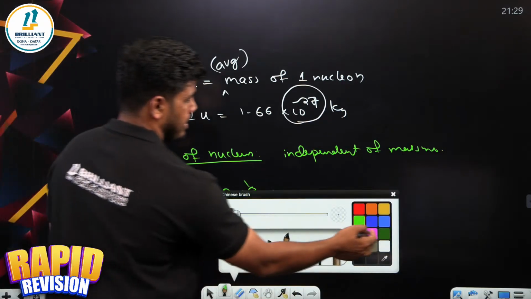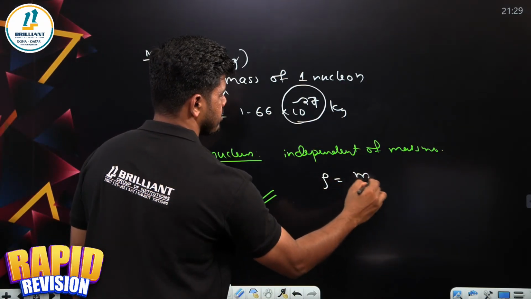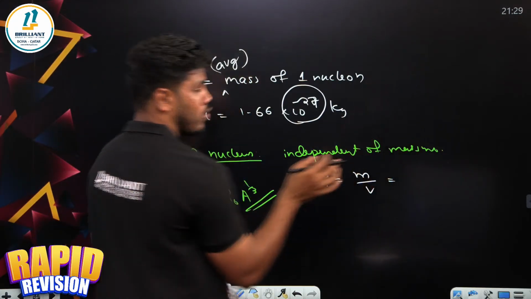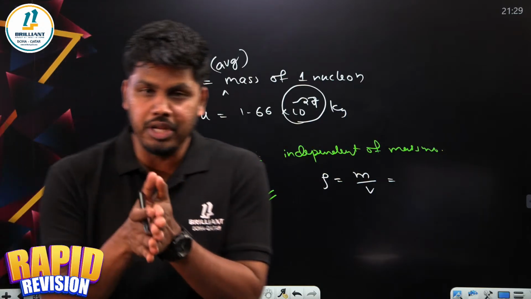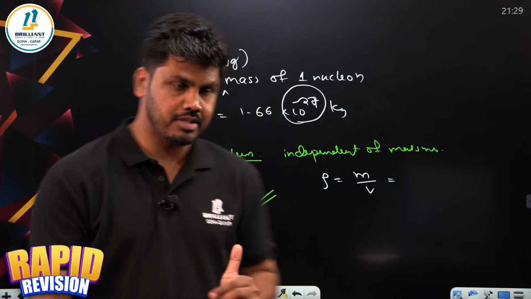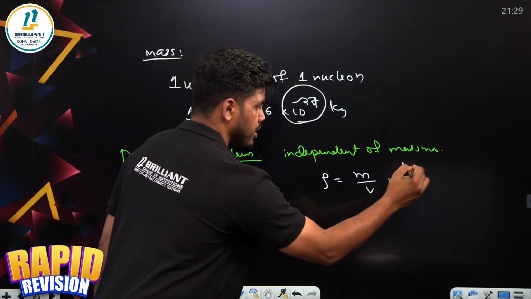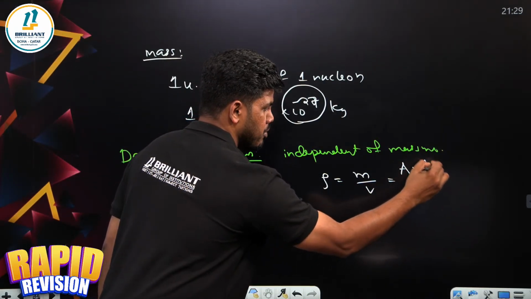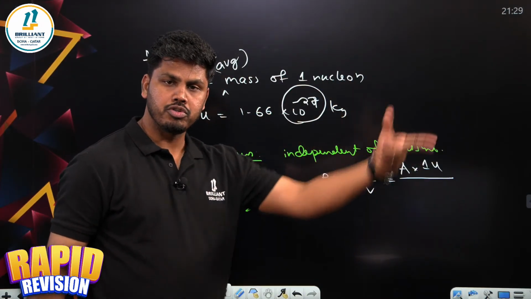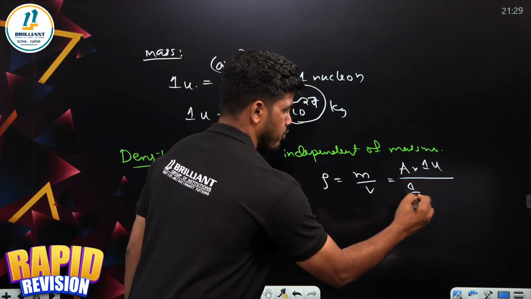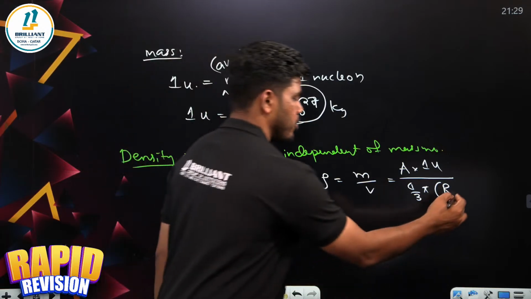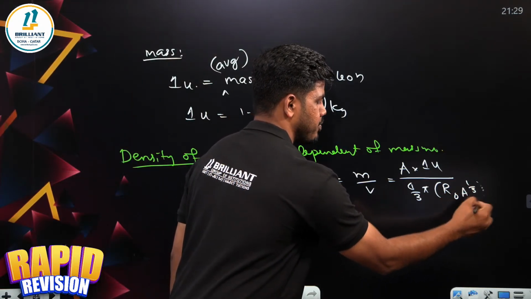We can say density is going to be mass divided by volume. What is mass? Mass is the total mass of the nucleons. How many nucleons will be there in a nucleus? Mass number A, right? Mass number A gives you the number of nucleons. Each nucleon has one atomic mass unit mass. So the total mass of the nucleus will be the number of nucleons into one atomic mass unit. Volume will be 4 by 3 pi r cube. What is r? R0 A raised to 1 by 3, cubed, right? That is what we did.